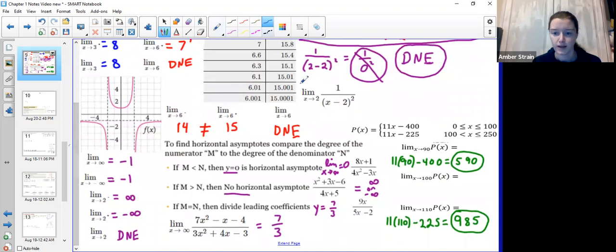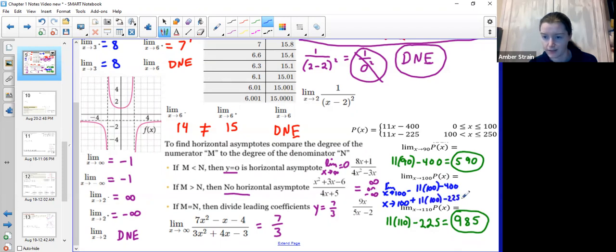So really right here, I have to ask myself, what is the limit as x approaches 100 from the left, and then what is it as it approaches 100 from the right? Are they different? So I have to know both of them. From the left, I'd plug it into the top, so that would be 11 times 100 minus the 400. But from the right, it would be 11 times 100 minus the 225. And you can probably guess that they're not going to be the same. So the 400 gives us 700, but the 225 gives us 875.